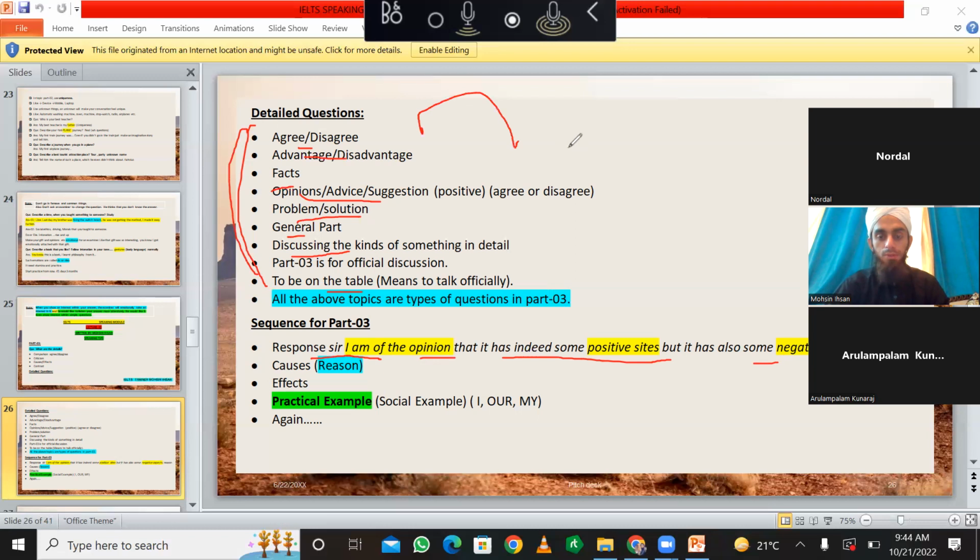These are going to be comparison questions, discussed in part three. In part two, that is a cue card question, most probably related to the past. But in part three, they're going to ask your opinion regarding agreement, disagreement, advantage, disadvantage, comparison, similarities, differences, right? These things are going to be asked. The questions asked of you would follow these headings, right?